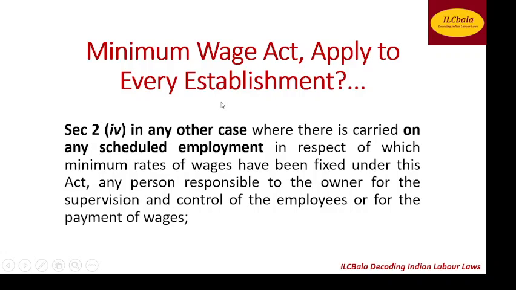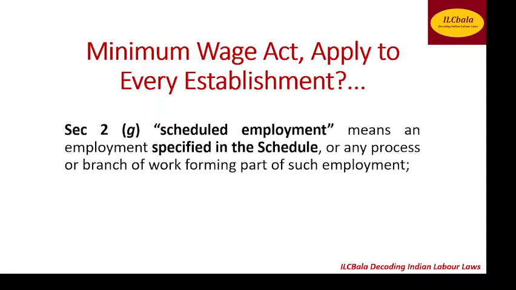In all these three sections you would have noticed a particular word, scheduled employment. What does it mean? Section 2 subsection G defines scheduled employment as an employment specified in the schedule. That means there is a schedule in which a specific mention is made about an industry or an establishment or its branches forming part of such employment. So the industry which needs to qualify for minimum wages has to find its place in the scheduled employment and the schedule.